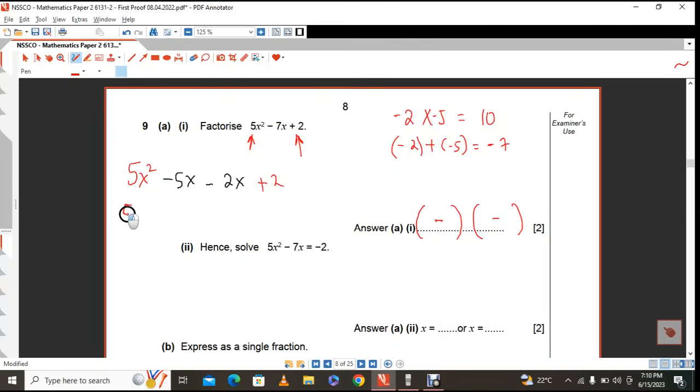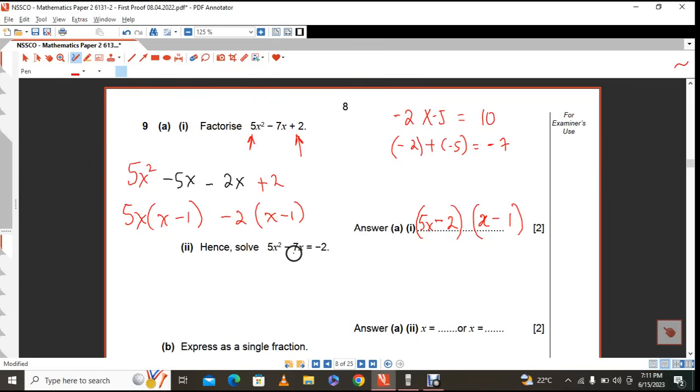So what is common here is 5x, and you have x minus 1. And here what is common is negative 2. Inside we have x minus 1. So eventually, my answer will be 5x minus 2, and the other one will be x minus 1. These are the factors of 5x squared minus 7x plus 2.